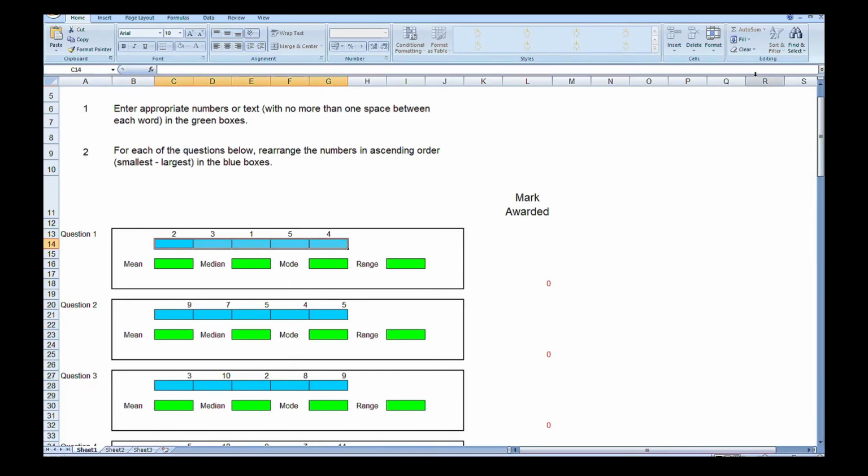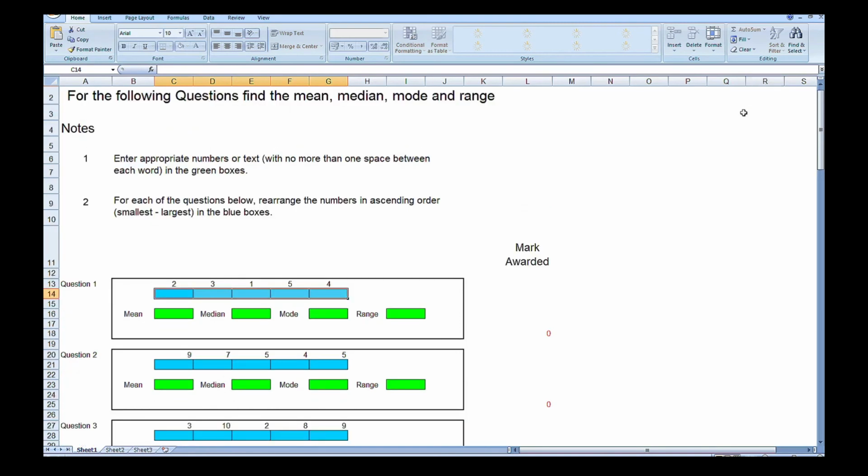Now, attached in the description below is an Excel worksheet which you can practice working out the 3 averages and the range of a set of numbers. Just a quick explanation of how this all works: you've got a list of numbers for you to work out the 3 averages and the range about. The blue boxes are there just for you to write the numbers in numerical order. In other words, you're writing them from smallest to largest or largest to smallest, whichever floats your boat.